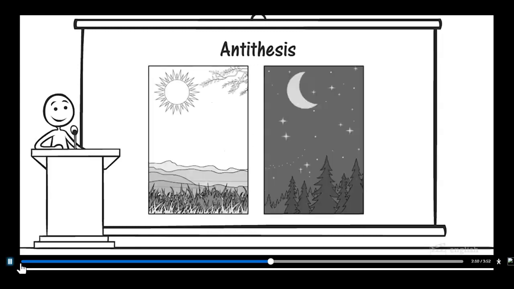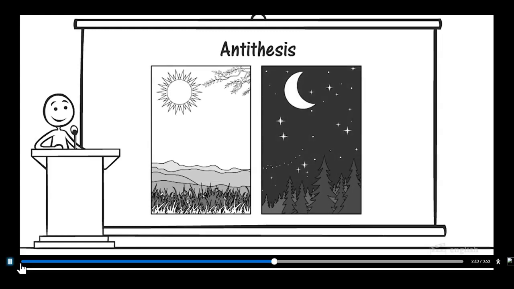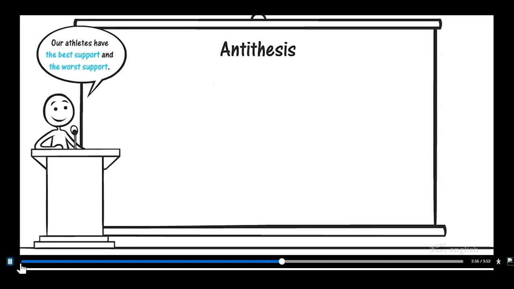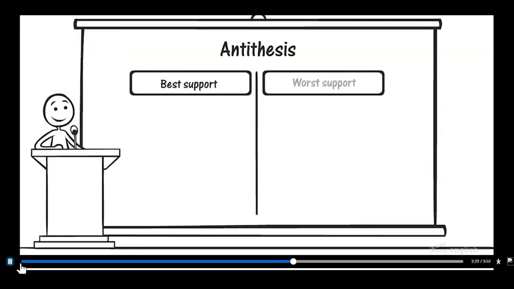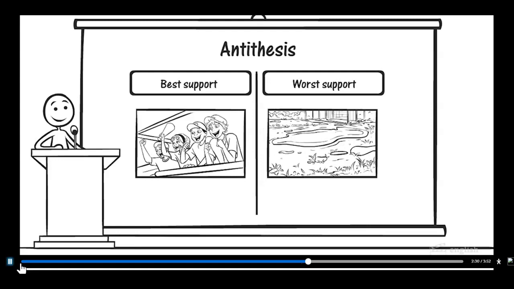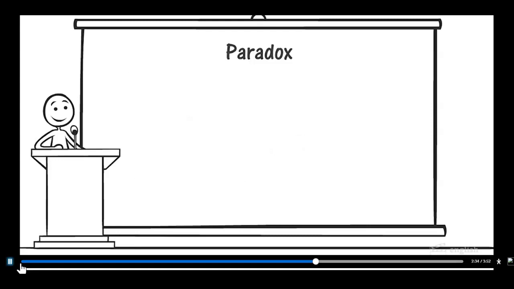Antithesis is when you put two opposing ideas together to emphasize their difference. I could say, our athletes have the best support and the worst support. Notice the parallel construction? I use this to emphasize the point that my town has lots of sports fans, but few who support the new fields we need.